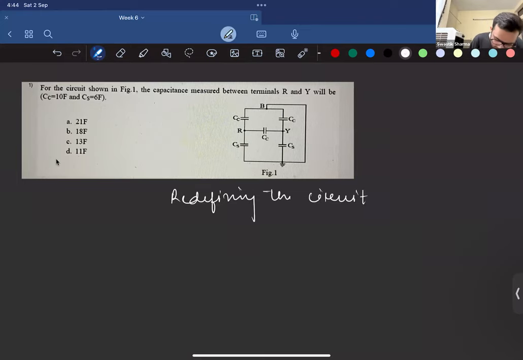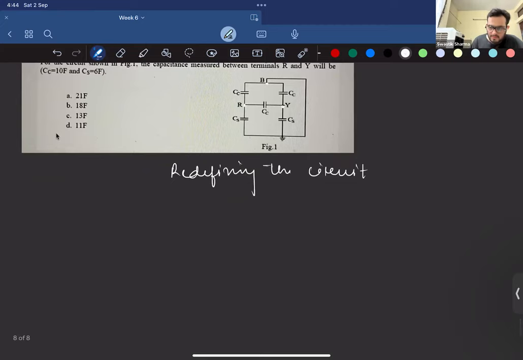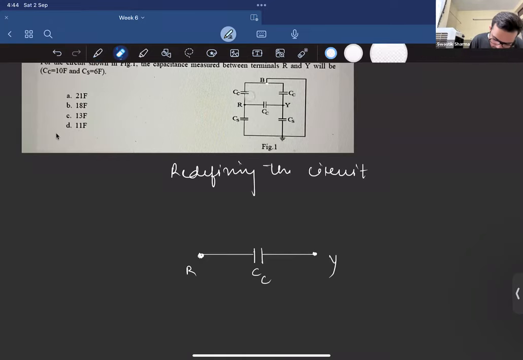So we need to find the capacitance between the R and Y terminals, right? And the capacitors are shorted between the ground and B point. So let's redefine the circuit. So how can we represent the circuit? Let's say there is this R node, right? It's connected to CC and then Y. What else is it connected to? This is also B point, right? So we need to find capacitances between these two points, and B is shorted with ground. So this is also B.